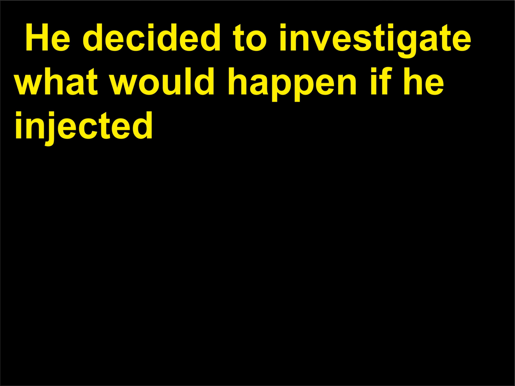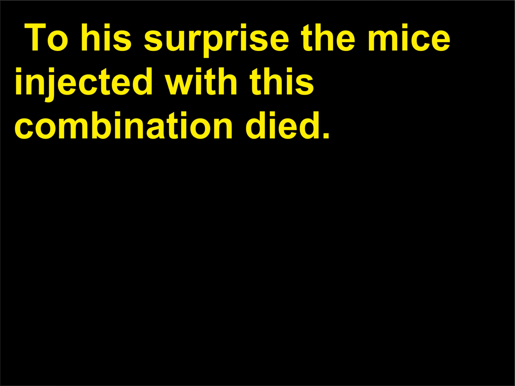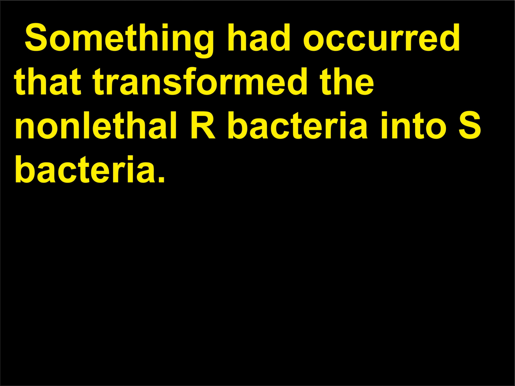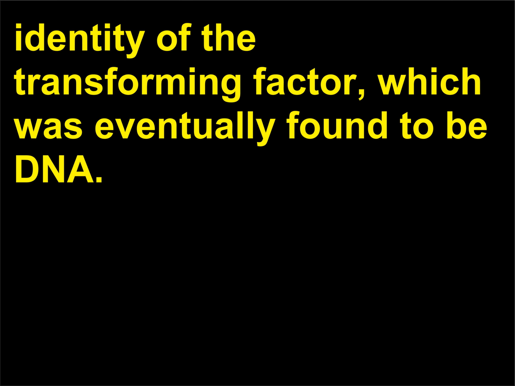He decided to investigate what would happen if he injected both heat-killed S bacteria and live R bacteria into mice. To his surprise, the mice injected with this combination died. Upon closer examination of the blood, living S bacteria were found. Something had occurred that transformed the non-lethal R bacteria into S bacteria. Subsequent experiments throughout the 1940s attempted to find the identity of the transforming factor, which was eventually found to be DNA.